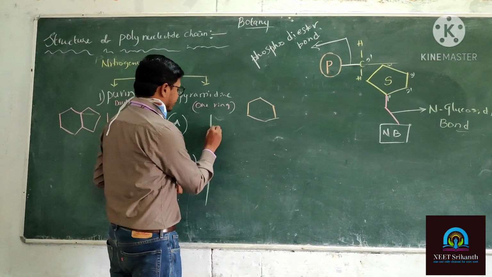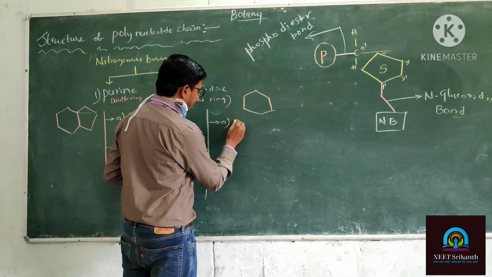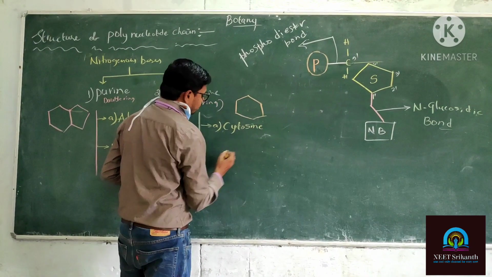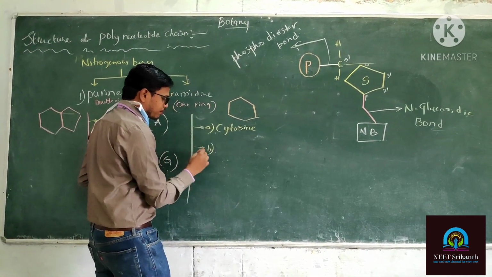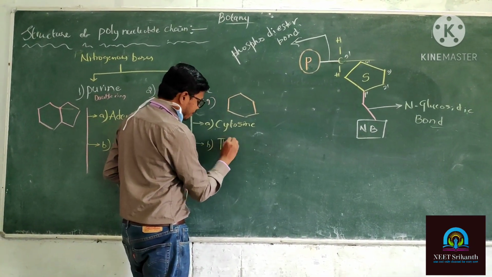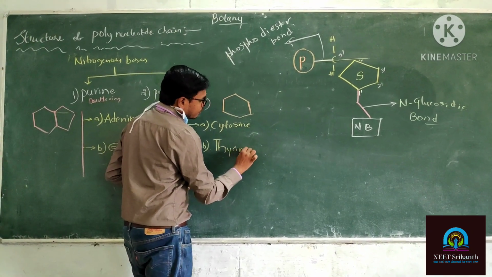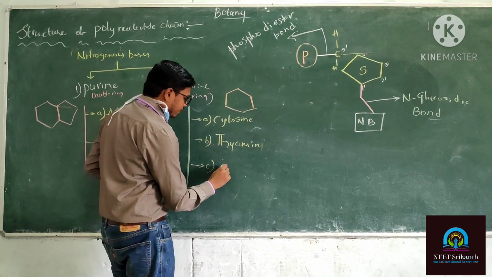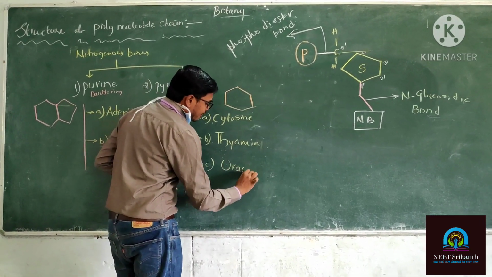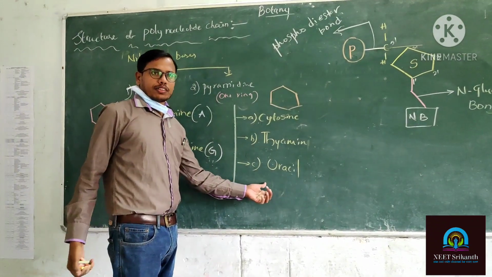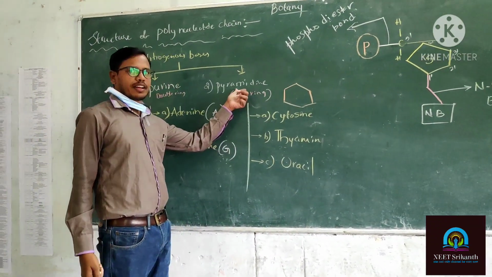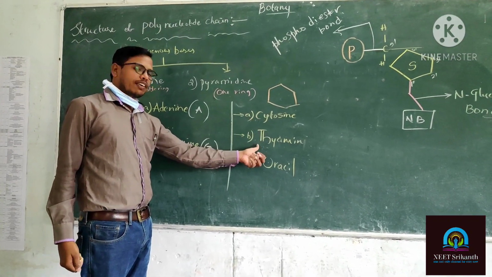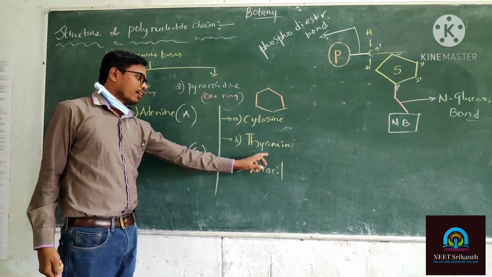How many? What is the first one? Cytosine. And the second one? Thymine. And the third one is uracil. What is the third one? Uracil. How many pyrimidines are there? Pyrimidines are three types. First one is cytosine, second one is thymine, and third one is uracil.